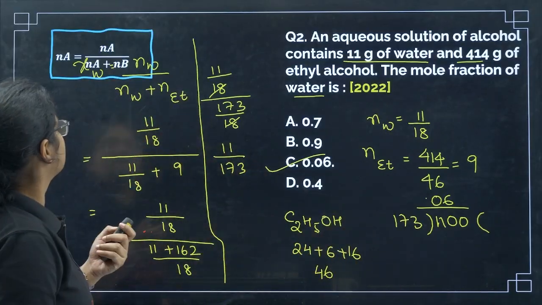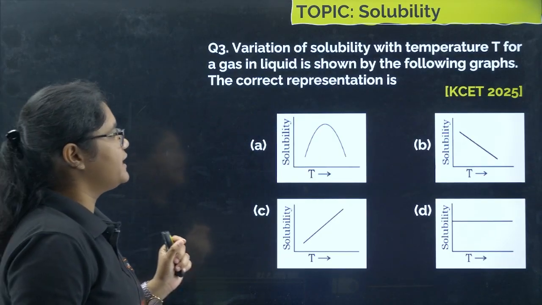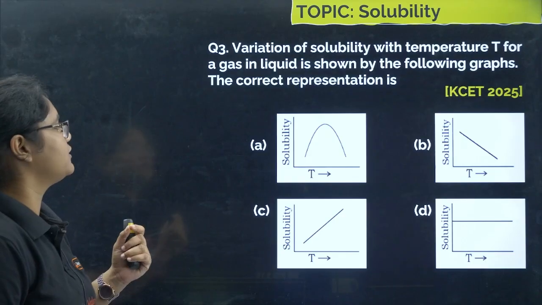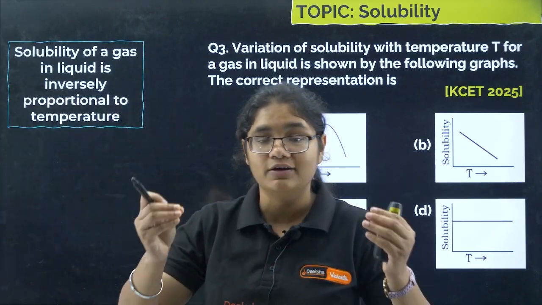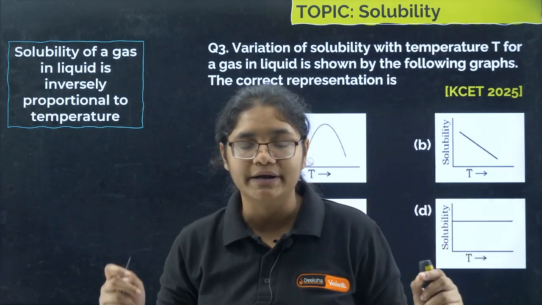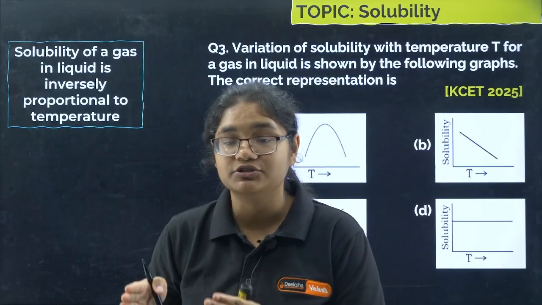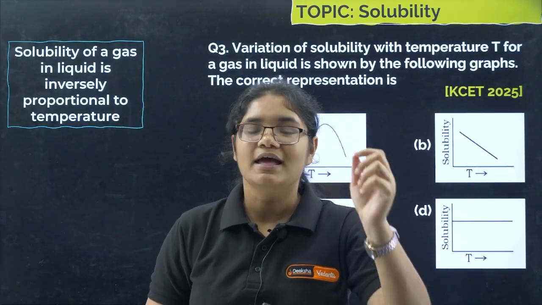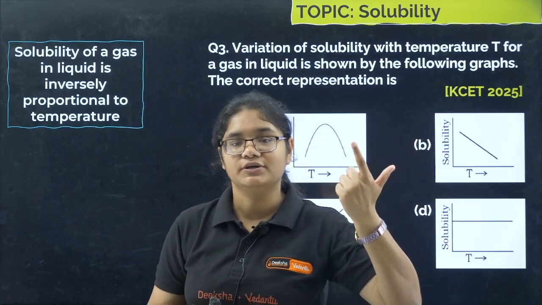Next you have question number 3. This is from the 2025 paper. Variation of solubility with temperature T for a gas in liquid is shown by the following graphs. If you remember, when I taught you about solubility, we have two categories: solubility of solid in liquid and solubility of gas in liquid. Solid in liquid depends on which factors, comment down and tell me. And solubility of gas in liquid depends on 2 factors, that is temperature and pressure.